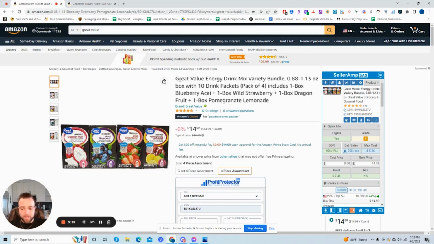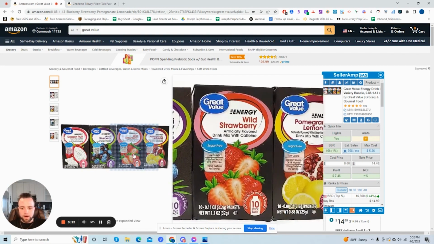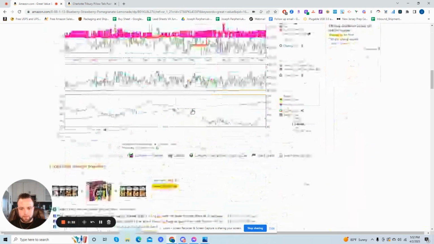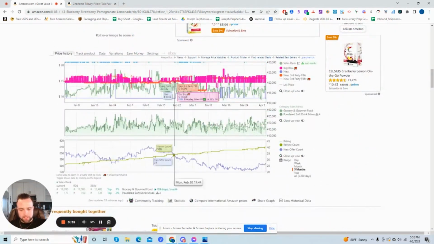So right here we have a Great Value product. This is a very simple, basic arbitrageable product that is bought from Walmart. Great Value brand. You can't buy that wholesale. So this is definitely a good arbitrageable product to start with in terms of reverse sourcing. But yeah, so here's the Keepa graph.